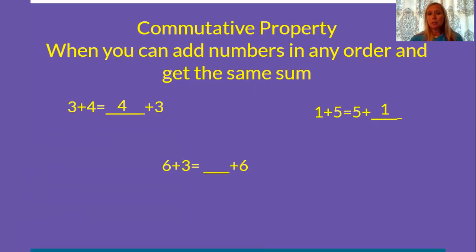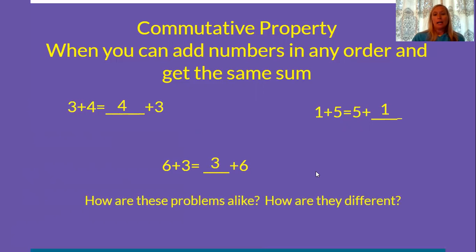Okay, here we go. 6 plus 3 equals blank plus 6. 3 plus 6. 6 plus 3 equals 9, and 3 plus 6 equals 9. Excellent. All right. How are they alike? Yes, they have the same add-ins on both sides. How are they different? We've switched the order. As the commutative property says, it doesn't matter what order, we're going to get the same sum. So the same sum is on each side.